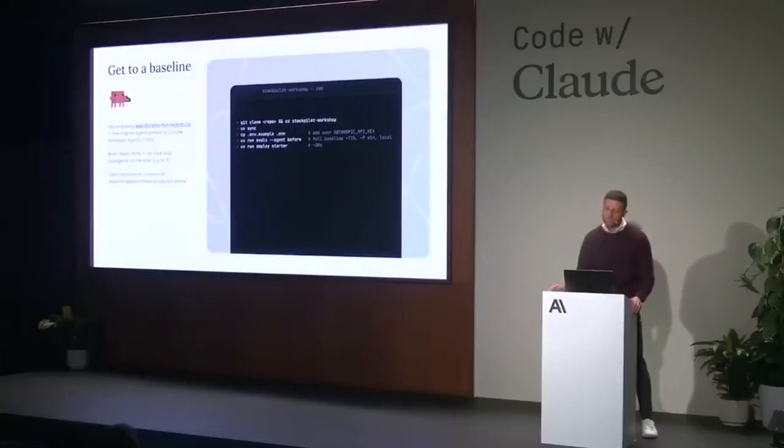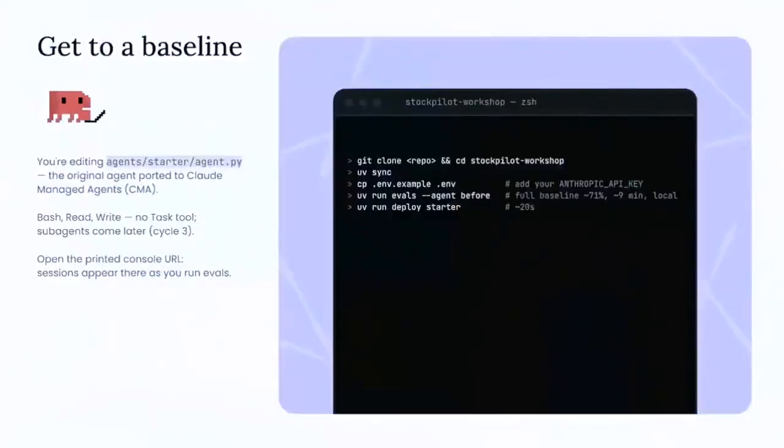Perfect. So the first thing that we're going to do as a part of this workshop is get a baseline. When you open up that link, you'll first clone the repo locally. We have a UV project that's set up, so we're going to run UV sync to make sure that we have all of our packages and dependencies to be able to invoke the Anthropic SDK and then eventually deploy our agent to Claude managed agents.